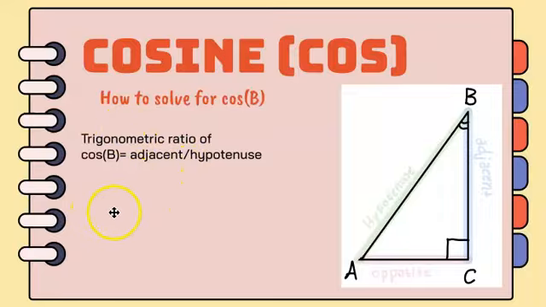For cosine, how to solve for cosine of B? The trigonometric ratio of cosine B equals adjacent over hypotenuse. So now we are using this angle over here, B, to solve for cosine. So adjacent would be this one over here, and then the hypotenuse would be this one over here. So to solve for this angle here, we would do adjacent over hypotenuse.